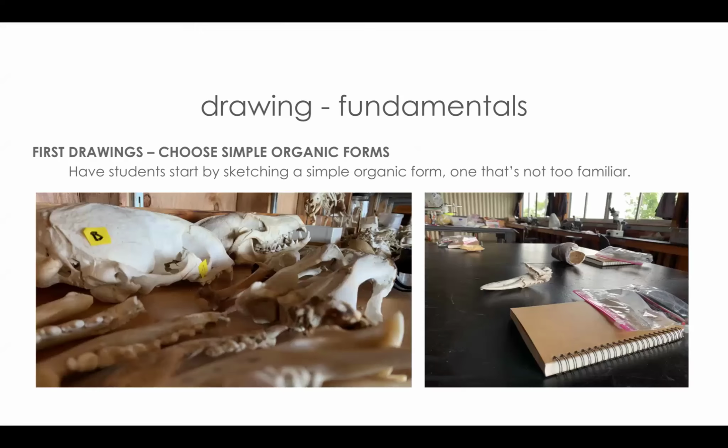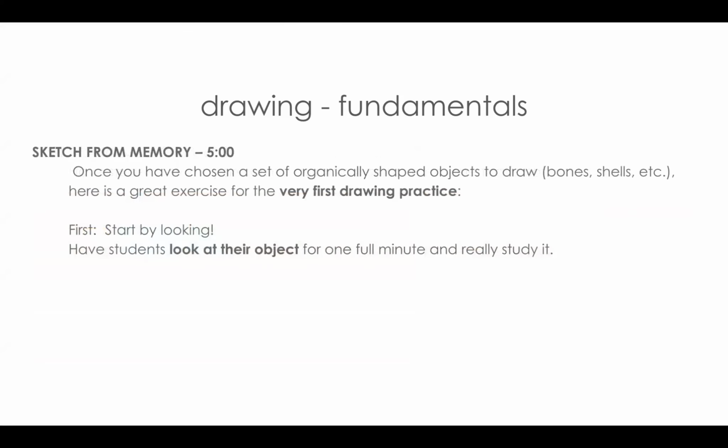So I'll start off with something like this setting on the right, where I have some very simple organic forms, bones or shells or something like that, that I offer to them to look at. And I ask them first to start by looking. Make sure to ask them to look at it, but then put it down in one place and look at it from one angle, because you're going to ask them to draw it. If you have them look at it from all these different angles, it's going to be confusing. So say, look at it for a second, and then put it down, that's your angle, and just stare at it for a minute.